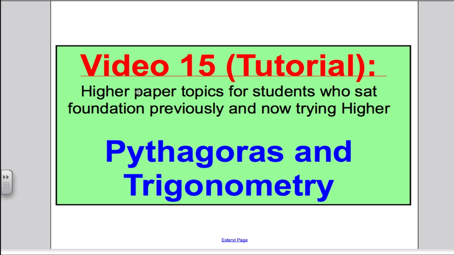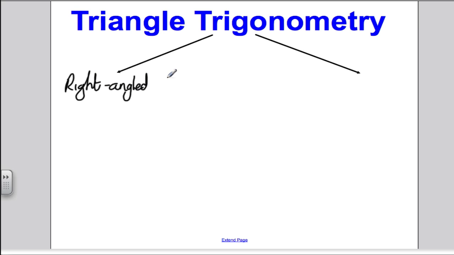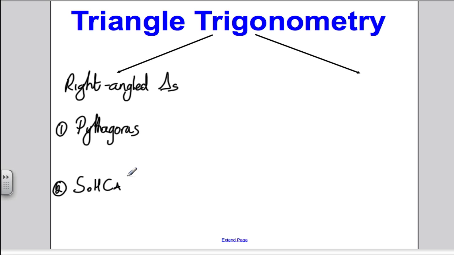But before we do that, I just want to give you an overview of triangle trigonometry. Now, there is a lot involved in Unit 3 with triangle trigonometry, but it depends, okay? There are two cases. The first case is right-angled triangles. There are two things that usually apply in this case. The first thing is Pythagoras' theorem, and the second thing that applies is SOHCAHTOA, which is trigonometry. And we'll get onto that during this session.